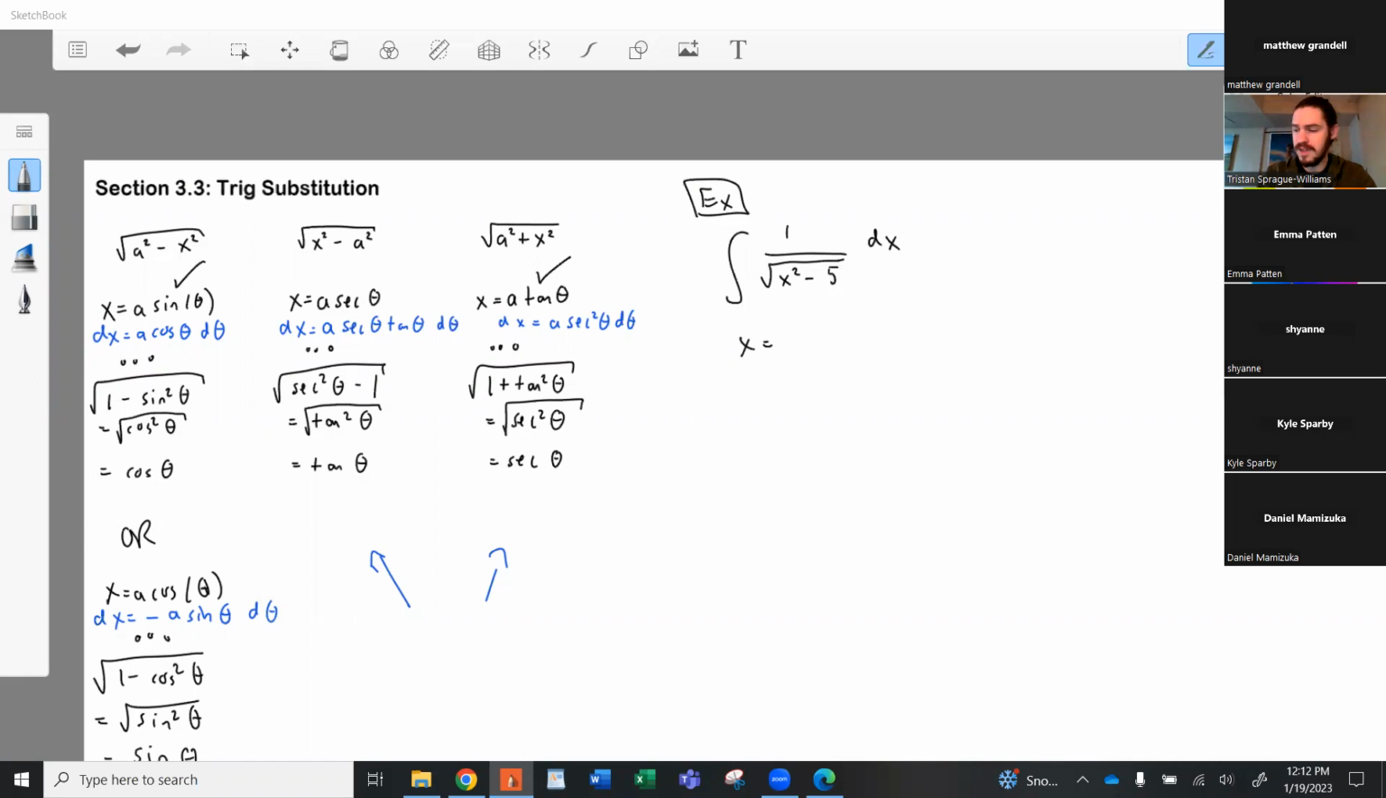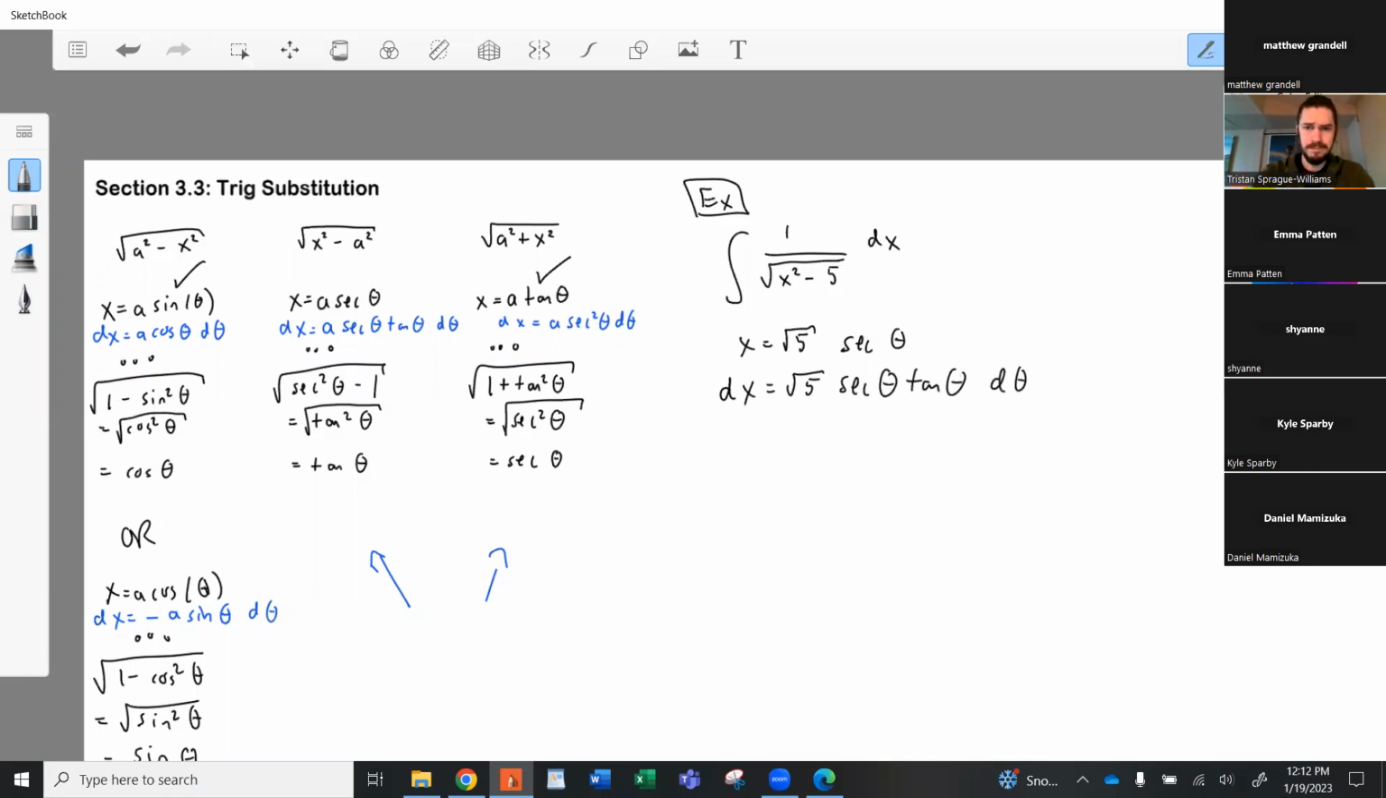Aha. Isa's got it for us there in the chat. It is indeed going to be the square root of 5 times secant theta, right? Because if this is x squared minus a squared and a squared is 5, then a is the square root of 5. Good. So then that's our x. Now we're going to do dx, right? That's the square root of 5 times the derivative of secant, which is secant theta times tangent theta, and then all of that times d theta.